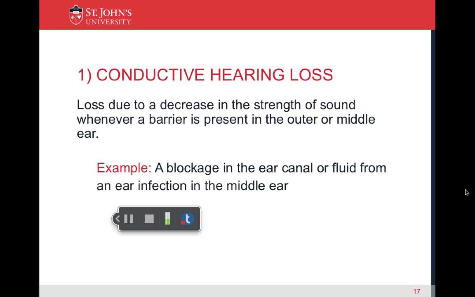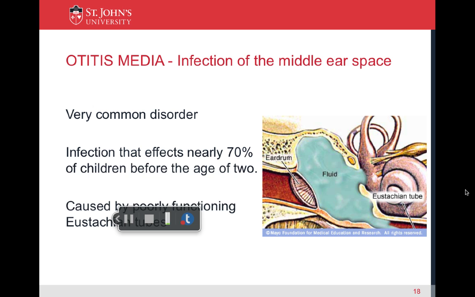So a conductive hearing loss is a loss due to a decrease in the strength of a sound whenever there's a barrier present in the outer or middle ear. For example, if you have a blockage in your ear canal or fluid from an ear infection, that will create a conductive hearing loss. So otitis media, I'm sure many of you had otitis media. It is an ear infection, an infection of the middle ear space.